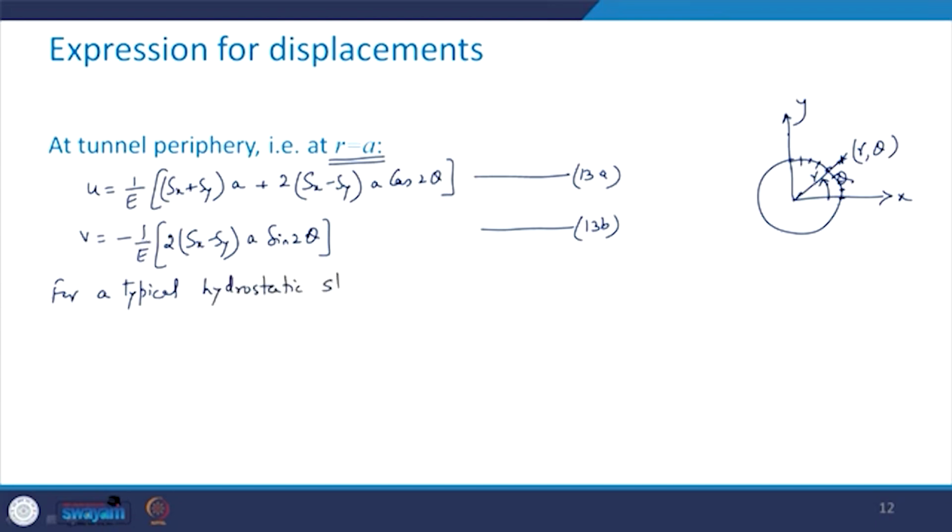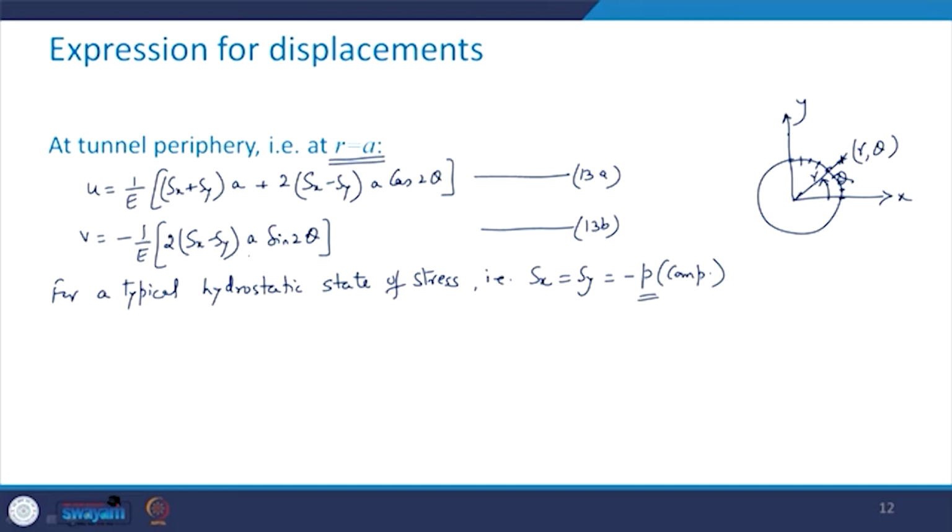Hydrostatic state of stress, that is Sx is equal to Sy is equal to minus P. Why am I writing minus P here? Because tension we have taken as positive in this case. So, this is compressive, so with a negative sign.